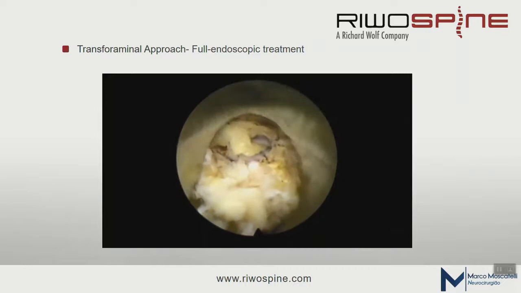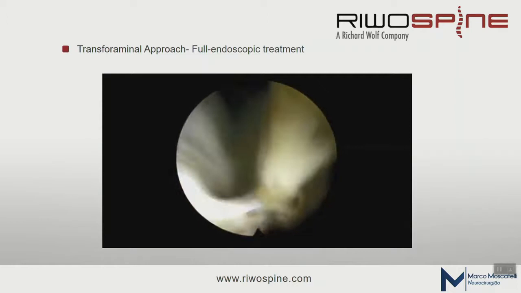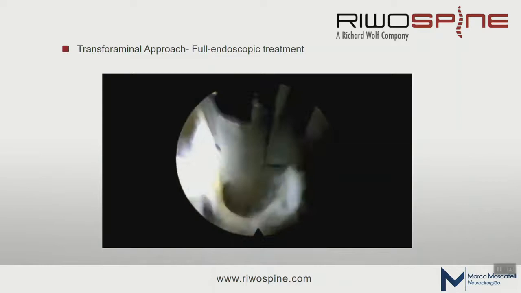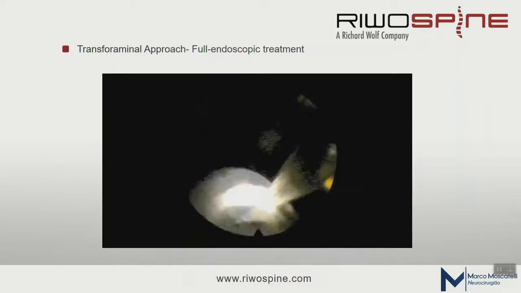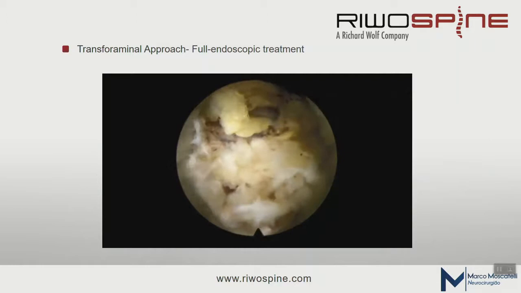I take the hunger and I remove part of the disc fragment. In parts, and in sequence, just the rest of the migrated disc, along with the optical, because the fragment is so large. We have to be careful when returning with the optical because the structures may have moved. I remove a little bit more soft tissue and free fragments.